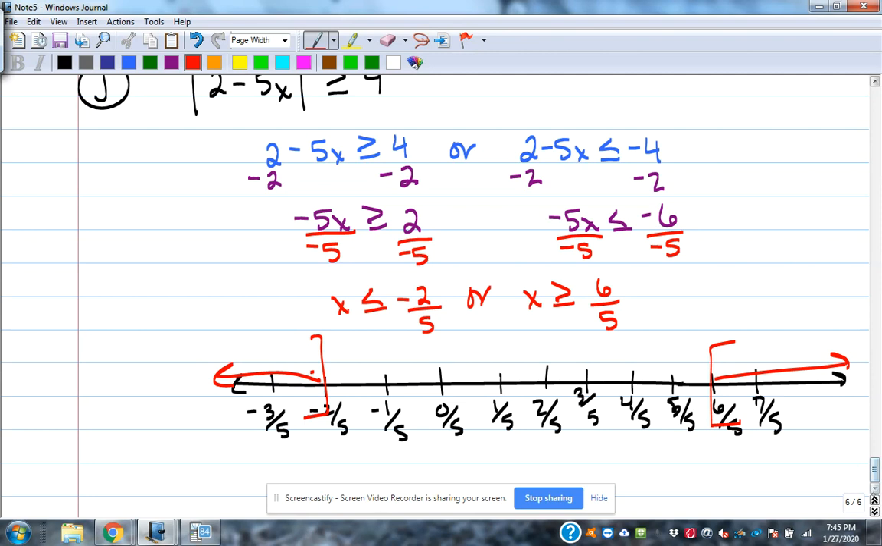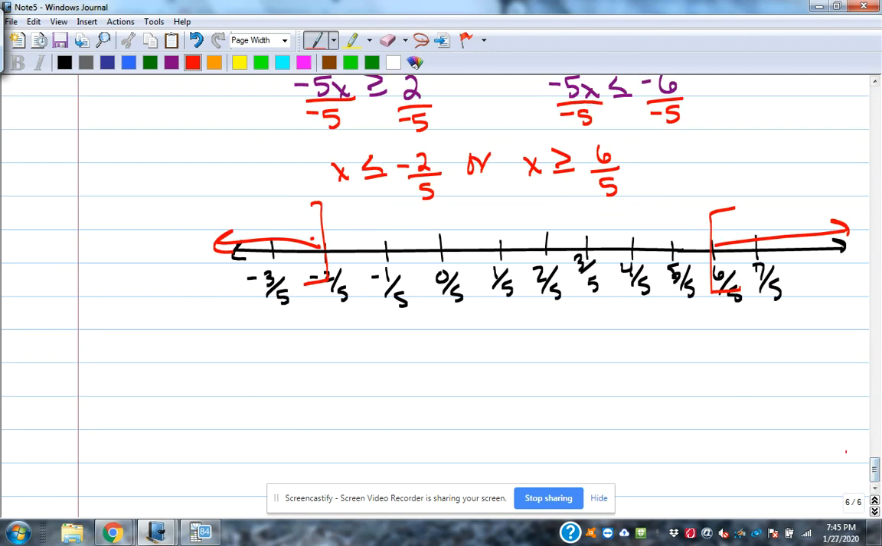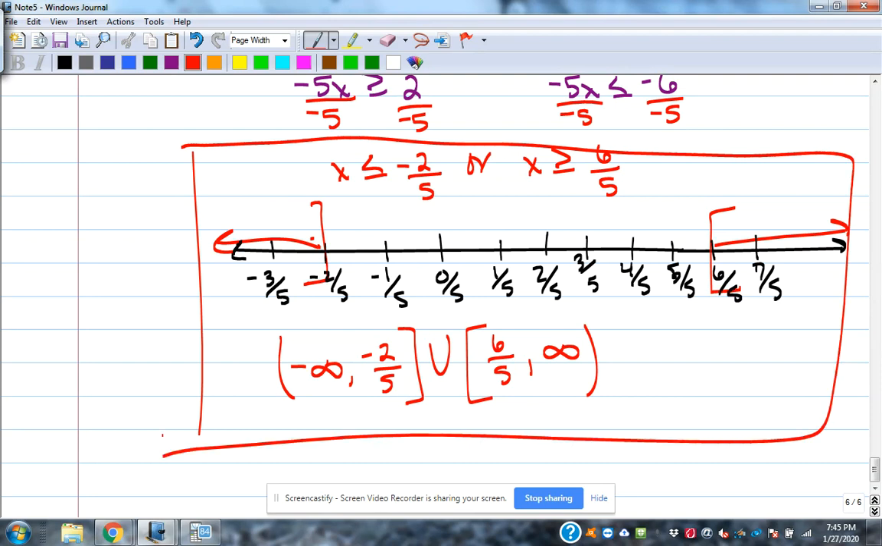What's the interval notation? Negative infinity to where? Negative 2/5. Bracket on the negative 2/5. Union. Where do I start back up? Bracket 6/5 to infinity. There's all three of our types of answers for that one.